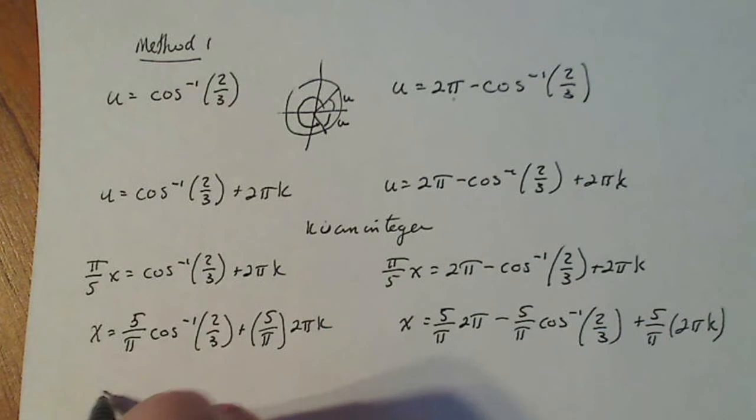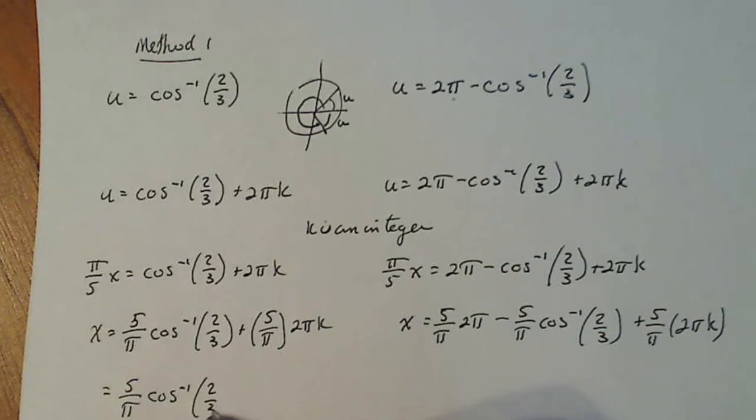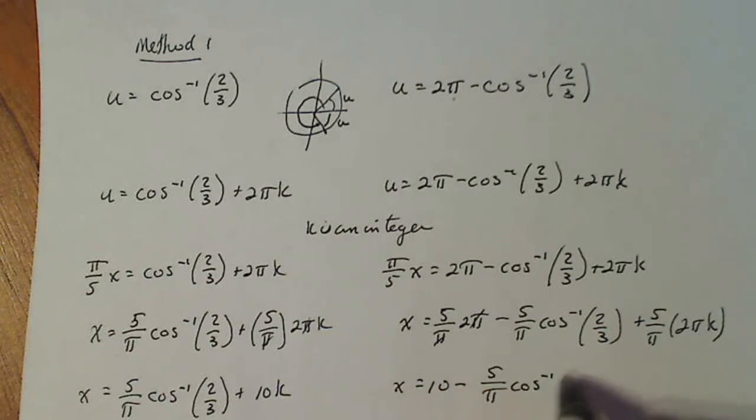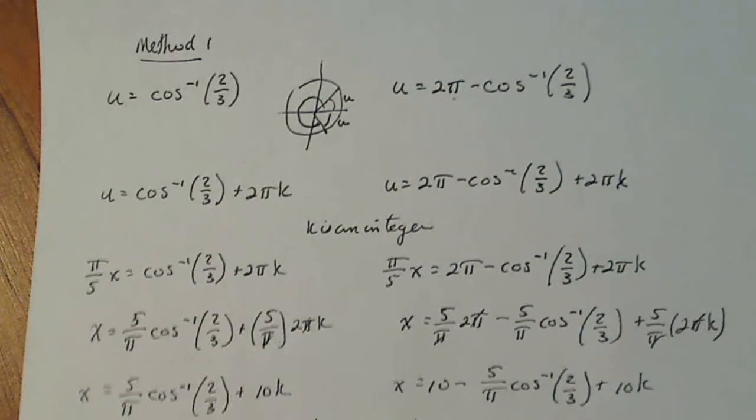Now I can simplify what I can. As a lot of students want to be sticking stuff in their calculators, I try not to use the calculator until the very end. So that's going to stay plus, now these pi's cancel and I'm left with 10k. And over here, these pi's cancel and I'm left with 10 minus 5 over pi cosine inverse of 2/3 plus, again, 10k, where k is an integer. So there's my 2 solutions right there.